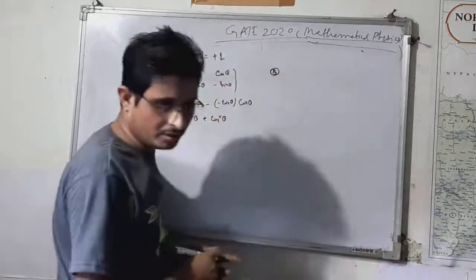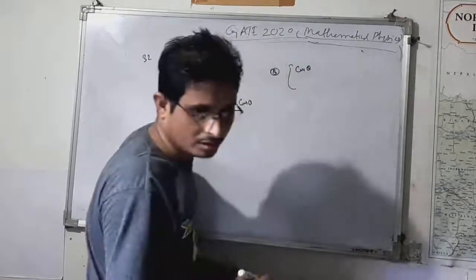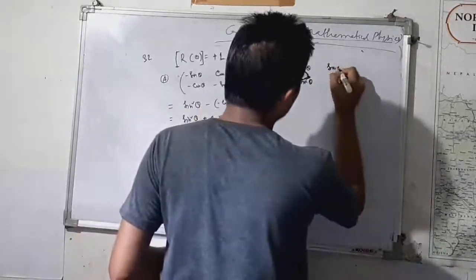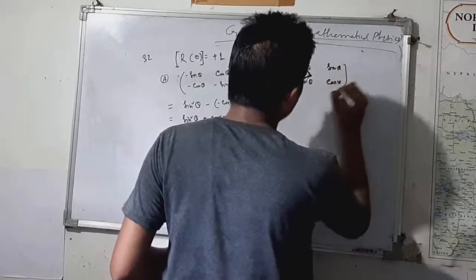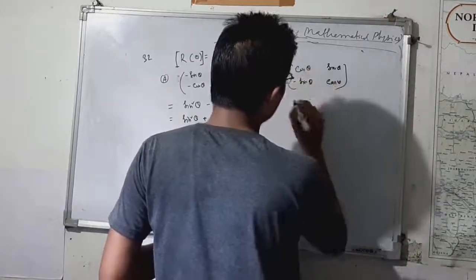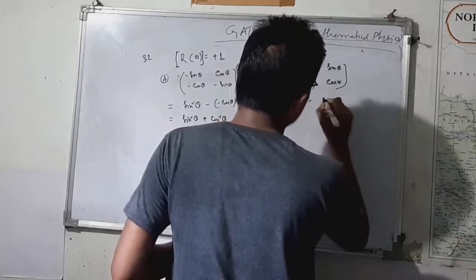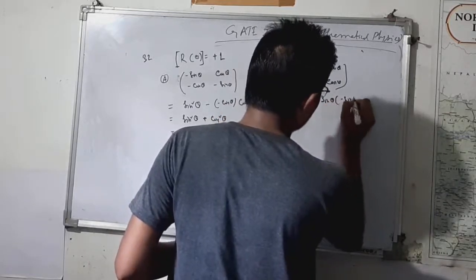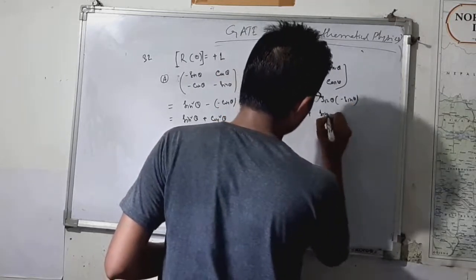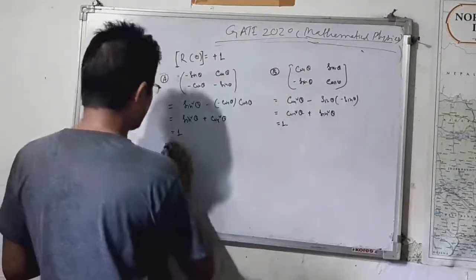So option B gives, again, cos theta, minus of sin theta, cos theta. So in this case, if you want to calculate its determinant, then this is cos theta into cos theta, cos square theta. So minus sin theta into minus of sin theta. So it is cos square theta. So minus minus plus, so it's sin square theta. So it is 1. So option B is also a rotational matrix.